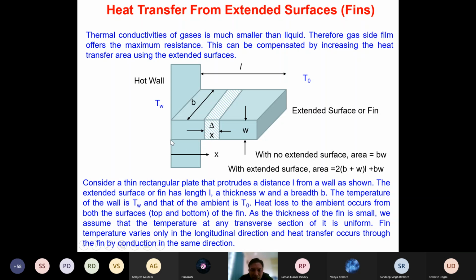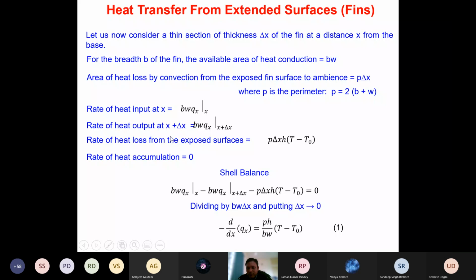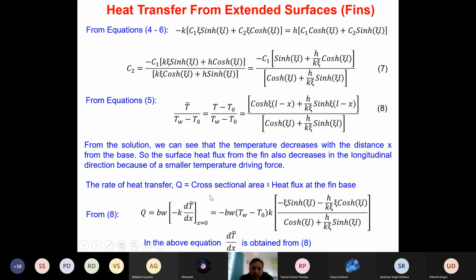So we can find that out by multiplying area into heat flux at x equals to 0. Do you all agree? So I can find out the heat flux exactly at this base end by putting x equals to 0, and then I can multiply by the area. So that will give me the total amount of heat that is being added to this extended surface at this base. Do you all agree? Yes, sir. So this is what we are calculating here.